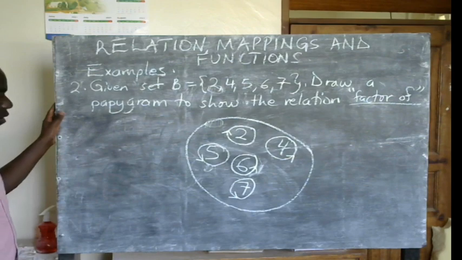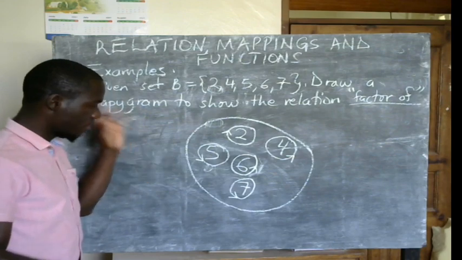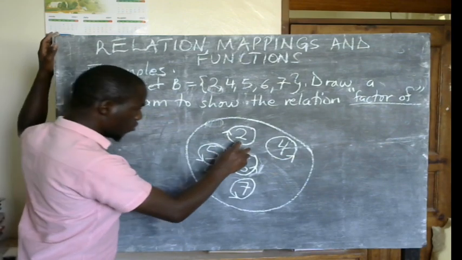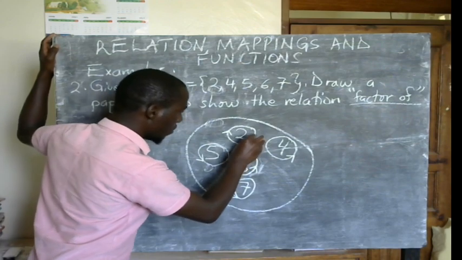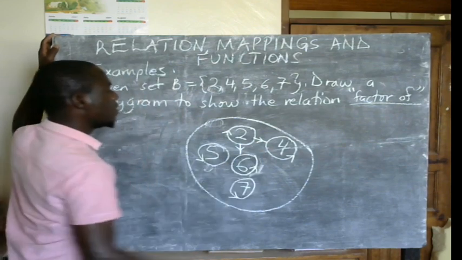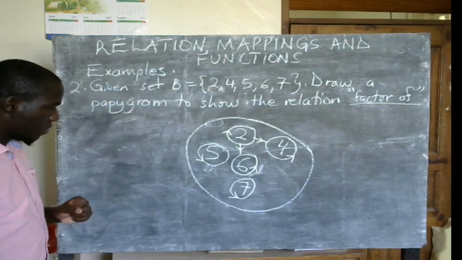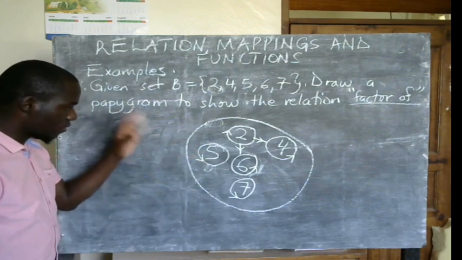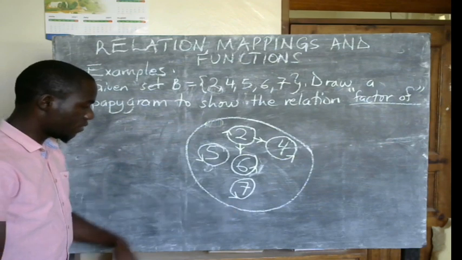So after doing that, every element is a factor of itself. Then I look for the rest. 2 is a factor of 6. 2 is also a factor of 4. Then nothing I can add on so much. 5 is a factor of 5 alone, and 7 is a factor of 7 alone.